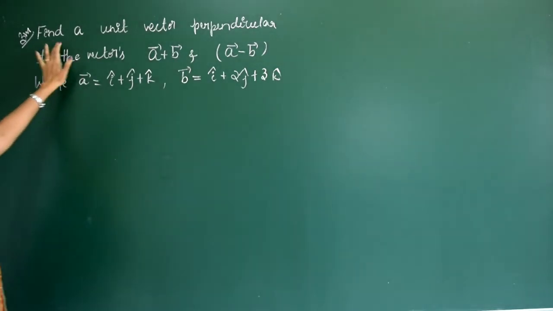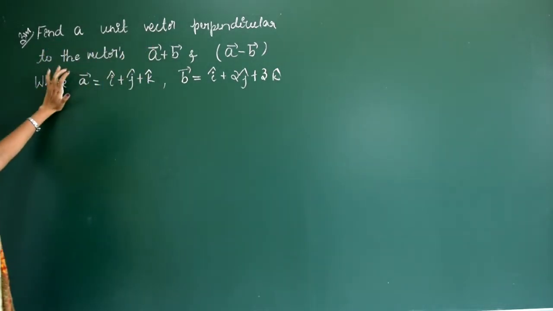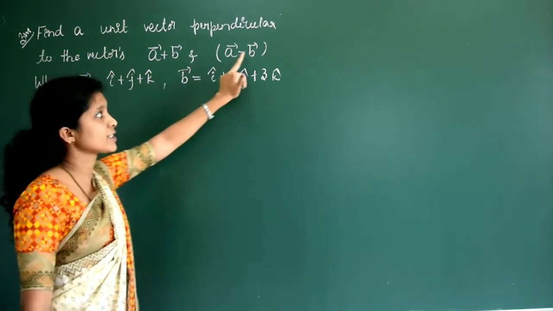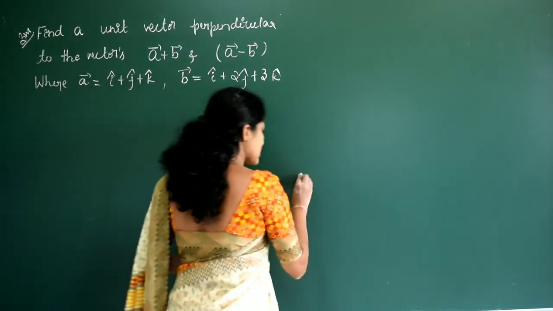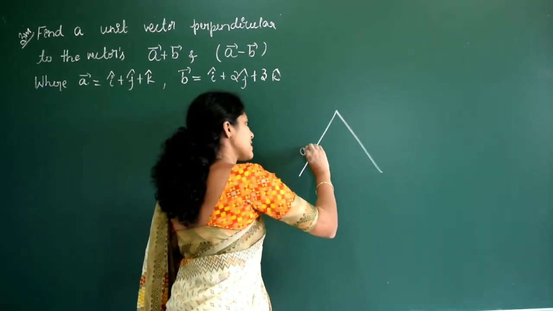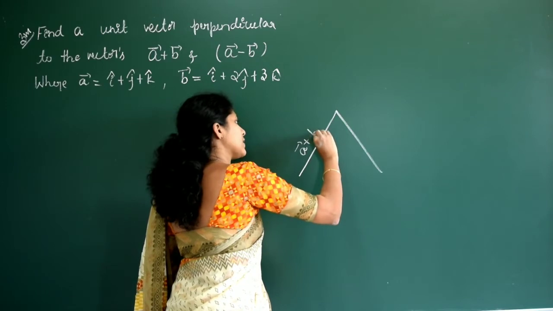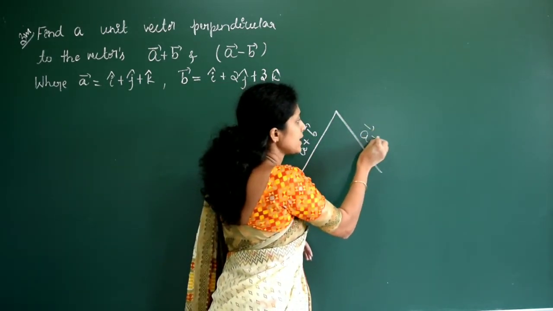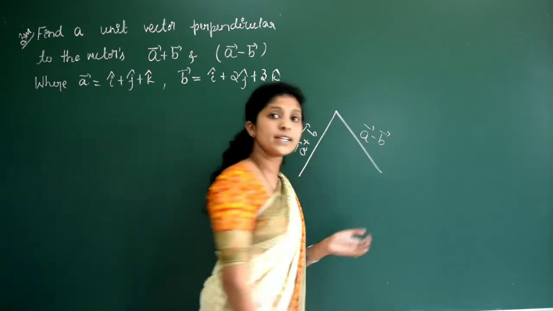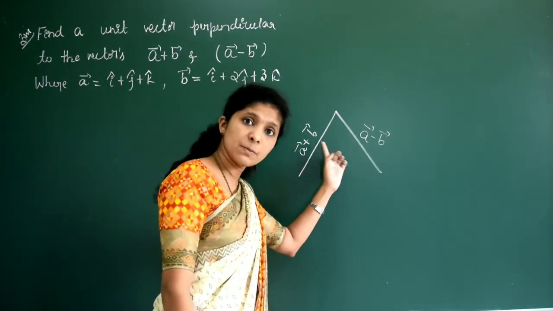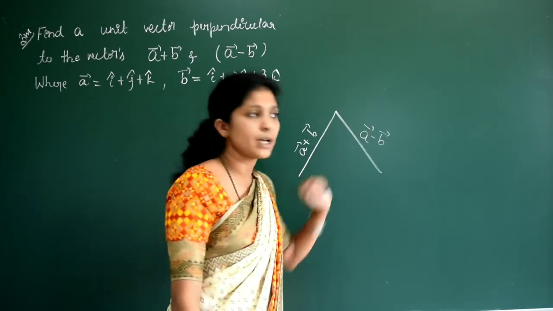Okay. See this. Find a unit vector perpendicular to the vectors A vector plus B vector and A vector minus B vector. There are two vectors here. See, these are the vectors, right? I'll consider this as the sum of those two, A vector plus B vector. Another one is A vector minus B vector. Now we need to find the unit vector which is perpendicular to both A vector plus B vector and A vector minus B vector.